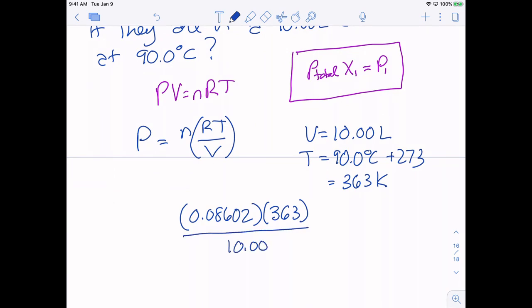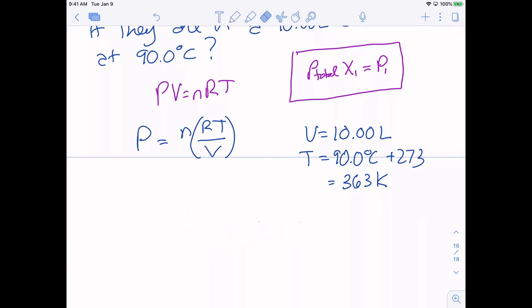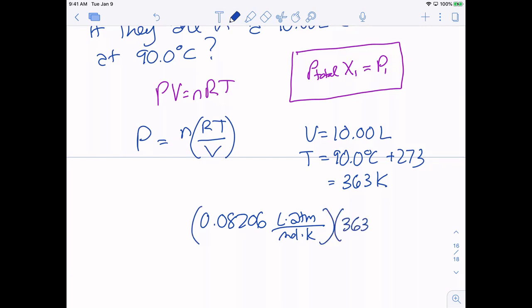And I probably should have left units in here. Let me rewrite it with the units. I can only take so many shortcuts on you. 0.08206 liters atmospheres. I think I wrote that incorrectly the first time also. Moles K. And then my temperature, 363 Kelvin. And then my volume, liters. That's liters. So we're gonna get a number for that.